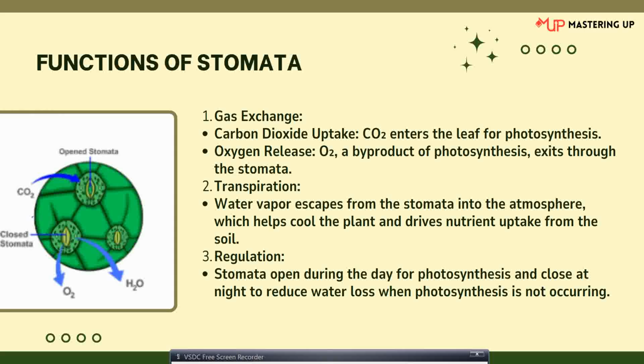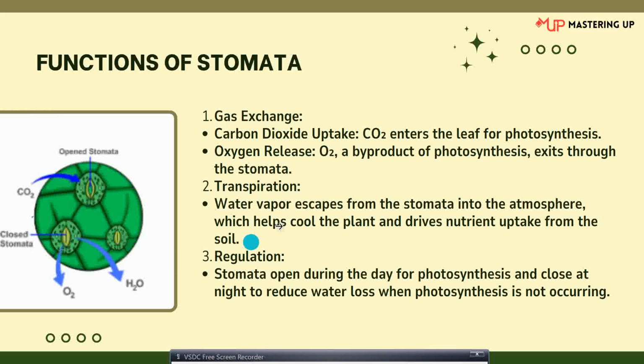Also, in the absence of light, the plant gives out or releases carbon dioxide during respiration and takes up oxygen. Now the oxygen release: oxygen, a byproduct of photosynthesis, exits through the stomata. In the daytime, when light is there, the plant performs photosynthesis. They take up carbon dioxide and release oxygen. This exchange of gases happens through the stomata.